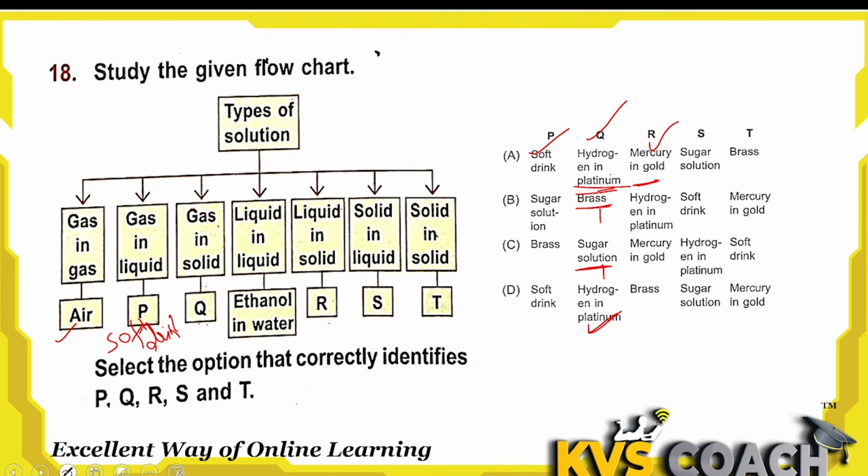We mix mercury in the gold and then we make the solution, liquid in solid. Sugar solution is solid in liquid. Yes, sugar is solid and water is liquid. Next, brass, solid in solid. Yes, alloys are solid in solid solutions. So option A is fulfilling all these P, Q, R, S, T. So A is the right answer here only.